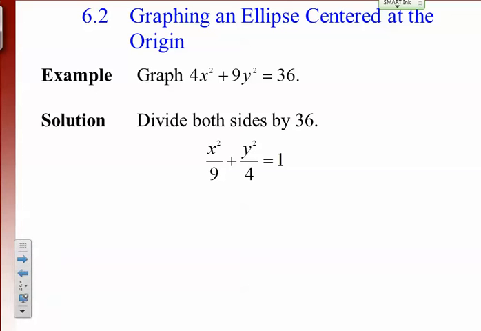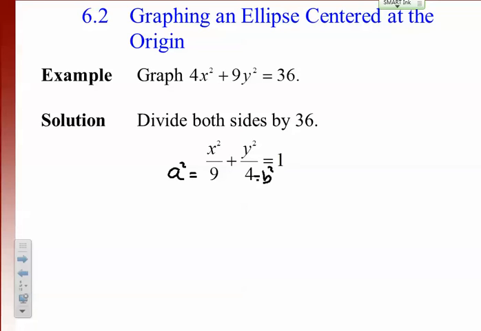So that's very similar, a nice form for it. Okay, so x squared over 9 and y squared over 4. Okay, so we know that the 9 is going to equal a squared, and the 4 is going to equal b squared.